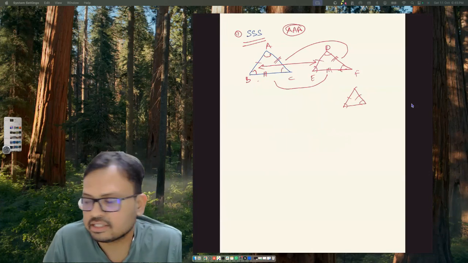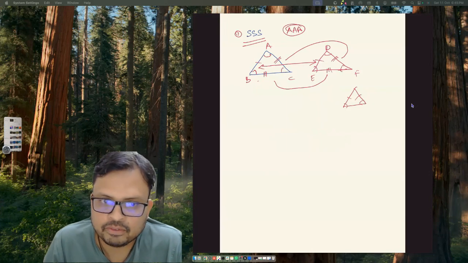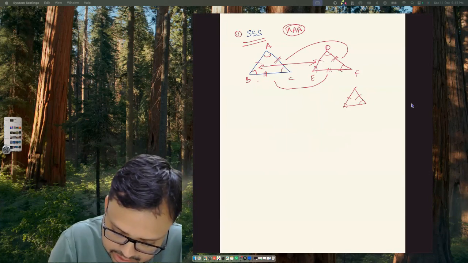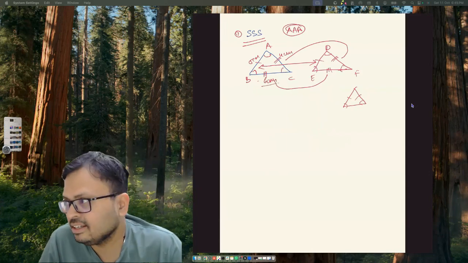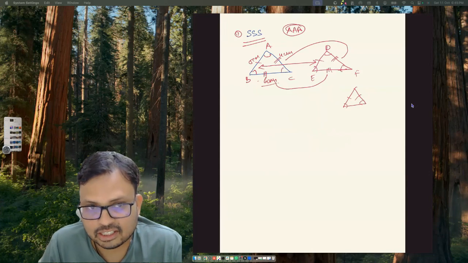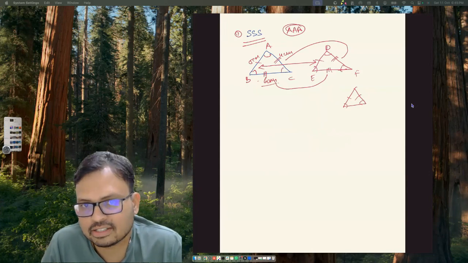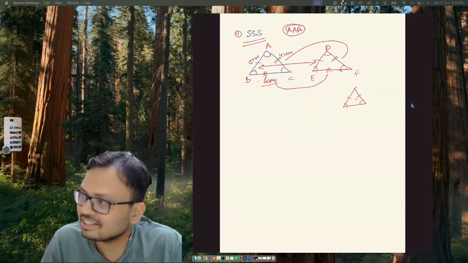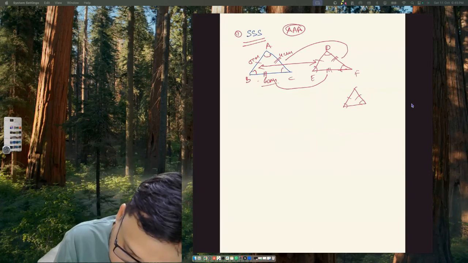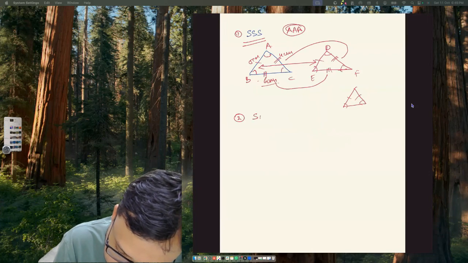Now, one interesting exercise for you is to take three different lengths. Let's say this is 5 centimeters, this is 4 centimeters, this is 6 centimeters. Now, can you create a triangle which is not congruent to it? The answer is no, but it's worth understanding and actually trying these things so that the concepts are crystal clear to you. The next type of congruence that we have is called SAS.